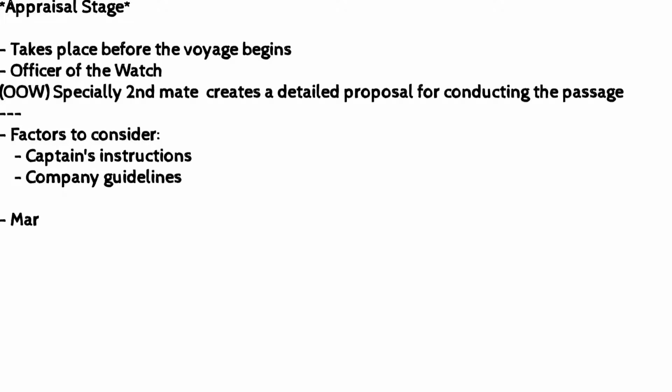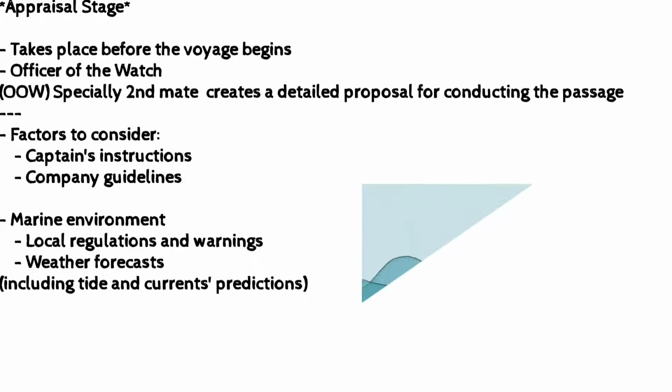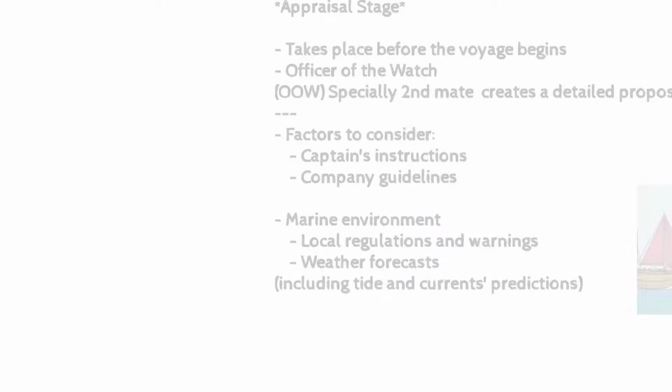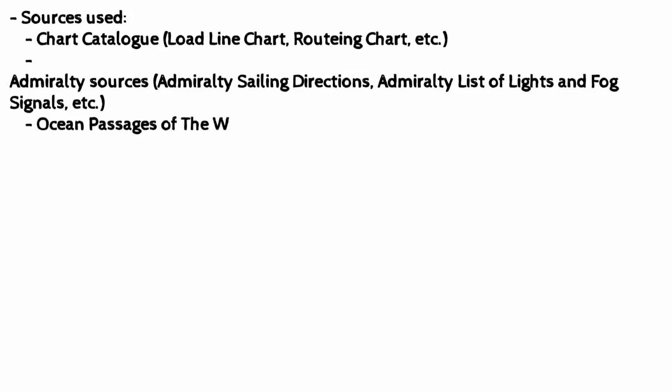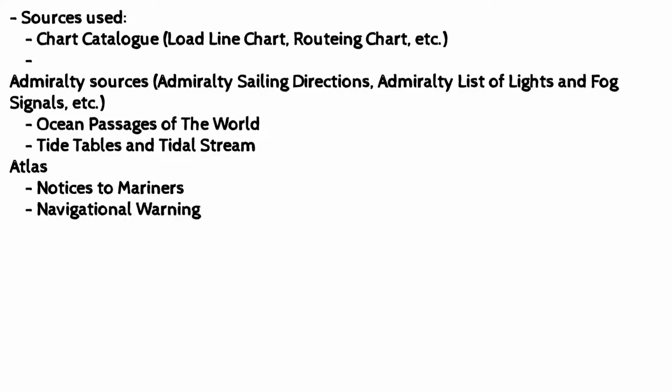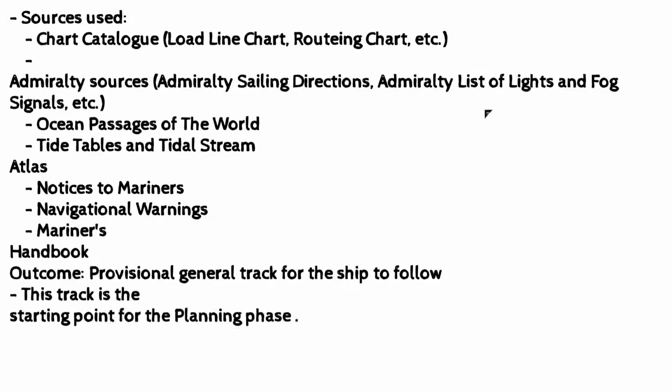The factors to consider before making a passage plan are the captain's instructions, company's guidelines, marine environment, local regulations and warnings, and weather forecasts. The sources used in appraisal are the chart catalogs, including the load line chart, routing charts, etc. Admiralty sources like Admiralty Sailing Directions, Admiralty List of Lights and Fog Signals, Ocean Passages of the World, tide tables and tidal atlas, notices to mariners, navigational warnings, and the mariner's handbook.